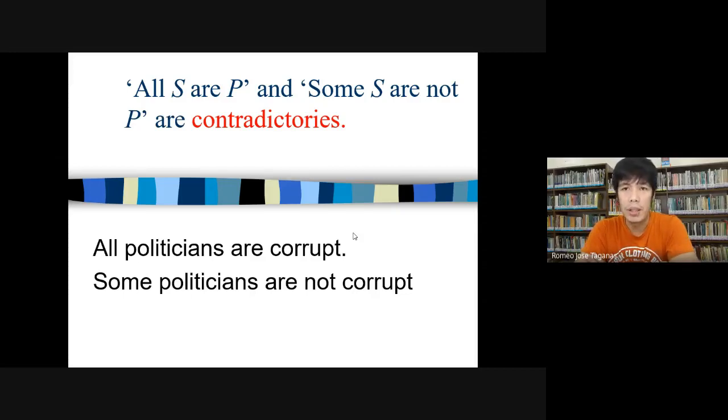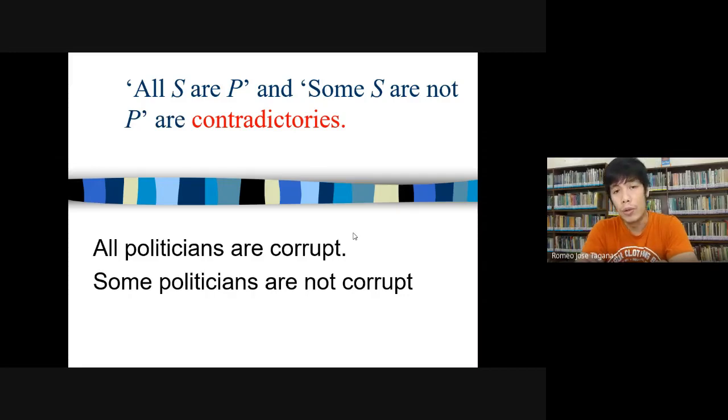All politicians are corrupt. And then another proposition, some politicians are not corrupt. Before we analyze the relationship of these two propositions, I want you to tell me what kind of propositions are presented here. The first example is all politicians are corrupt. What is the quantity of this proposition? We see the word all, therefore, it is a universal proposition.